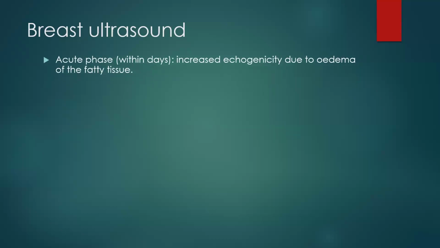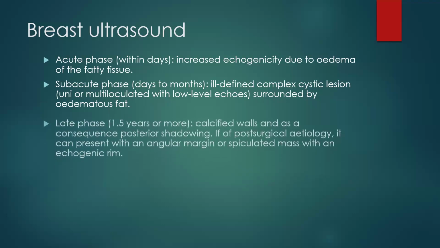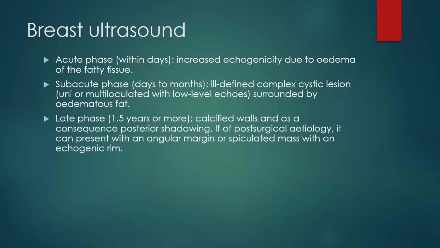Breast ultrasound in the acute phase, within days of the trauma, shows increased echogenicity due to edema of the fatty tissue. The subacute phase, which takes place between days to months, shows an ill-defined complex cystic lesion. It could be unilocular or multilocular with low-level echoes surrounded by edematous fat. And in the late phase, which could take up to one and a half years or even more, it shows calcified walls and, as a consequence, posterior shadowing.